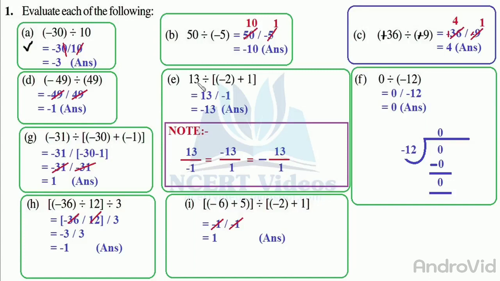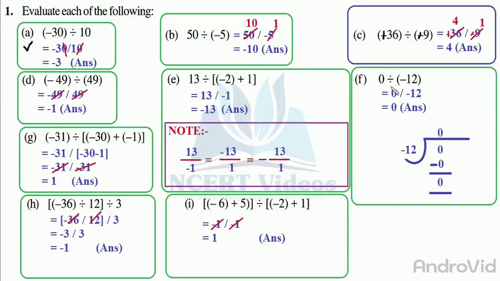E part, 13 divided by this whole thing. Whatever is in the bracket, we try to solve it first. So minus 2 plus 1, signs are different, we will deduct and put the sign of the greater number. Therefore it is minus 1. 13 as it is, and here the answer is minus 13.